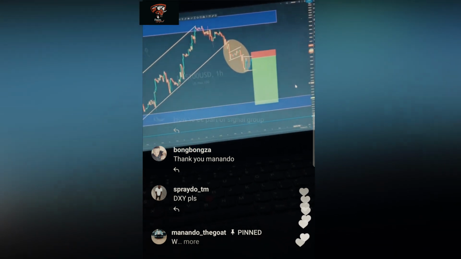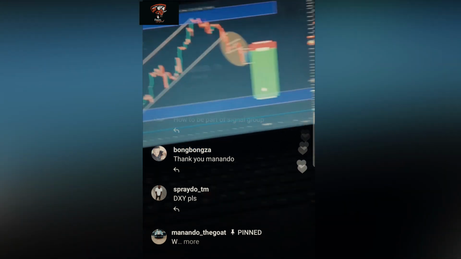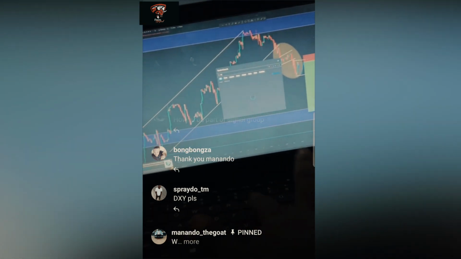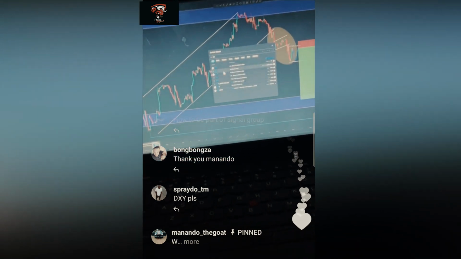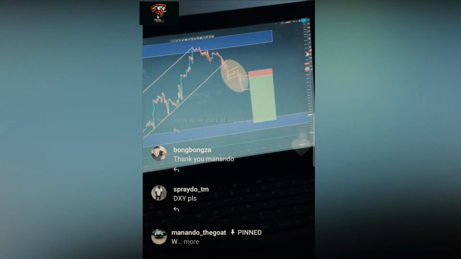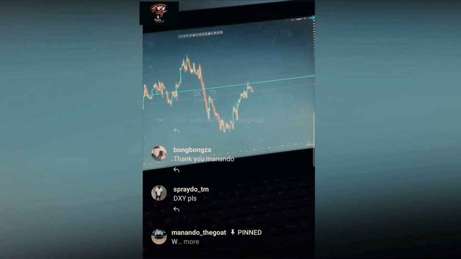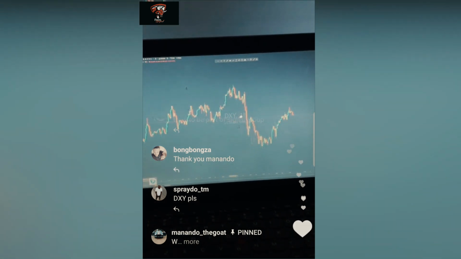I've seen it before. I can never unsee it. I see someone saying DXY. And I had a nice analysis on DXY. Let's hope it's still there. No, it's not. So okay, here's DXY, right?